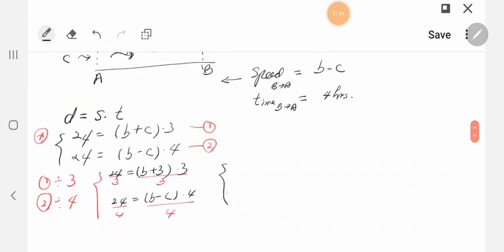So we have a new system of equations. 8 is equal to B plus C. And the second equation becomes 6 is equal to B minus C. Wait a minute, sorry, this has got to be C. B plus C, B minus C. Okay, let's say this is equation 3 and this is equation 4. Equation 3 comes from equation 1 by dividing by 3, and equation 4 comes from equation 2 by dividing it by 4.